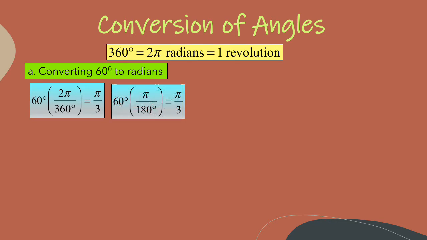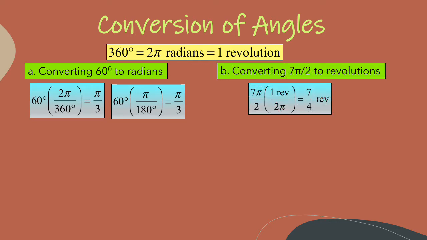Realize that we can also reduce 2 pi over 360 degrees to pi over 180 degrees. When we multiply that by 60 degrees, we still end up with pi over 3. So it's up to you whether you want to use 2 pi over 360 or pi over 180. You will always get the same answer.